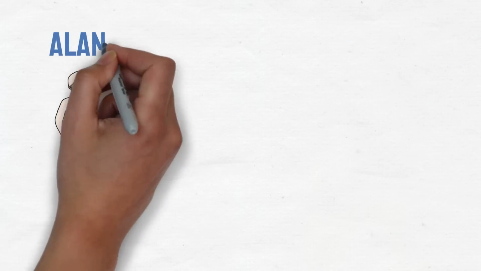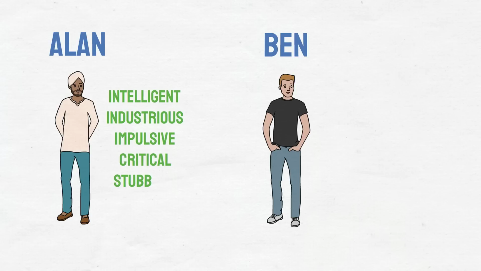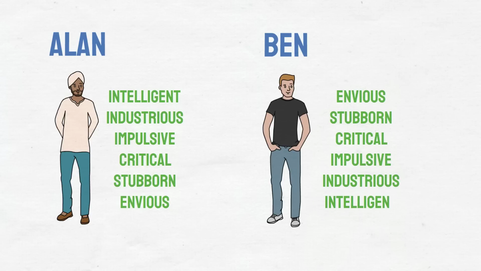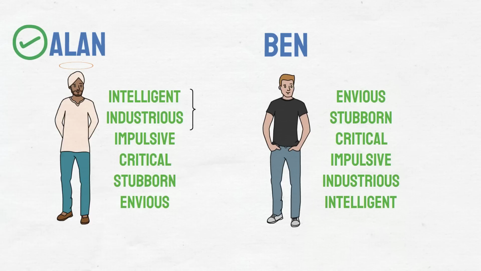Now, allow me to introduce Alan and Ben. Here are words describing them. Alan is intelligent, industrious, impulsive, critical, stubborn, and envious. Ben is envious, stubborn, critical, impulsive, industrious, and intelligent. Who do you view more favorably? Most people prefer Alan because of the halo effect. The first impression created the context for all that followed, even though the lists were identical.